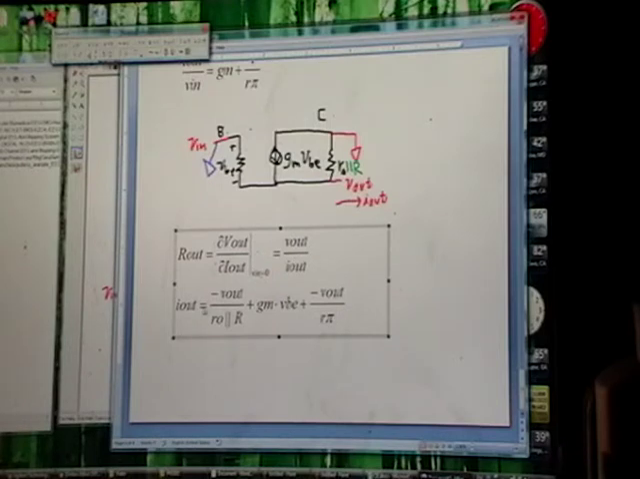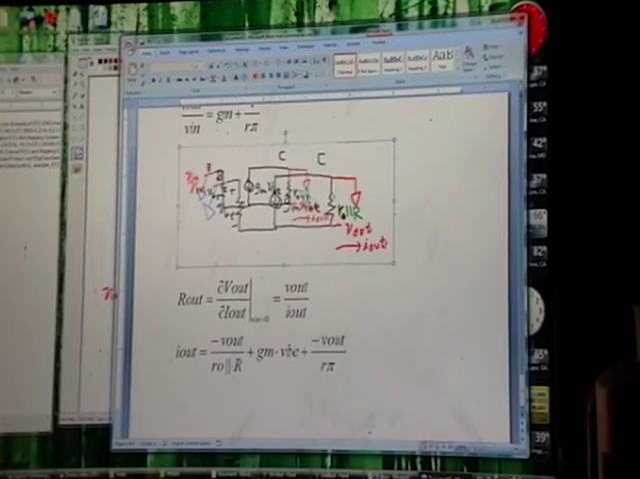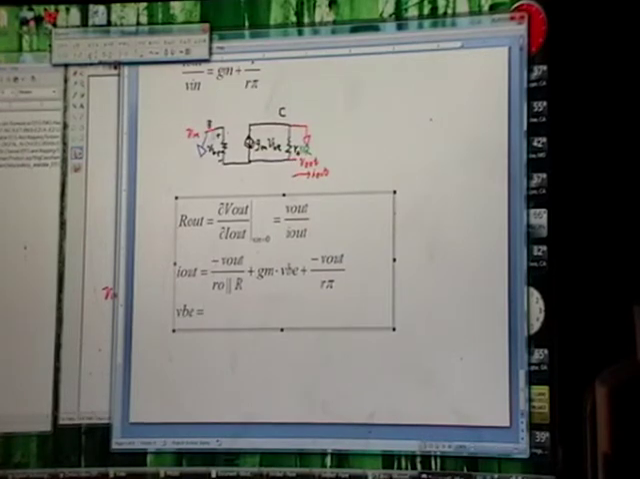Okay, so what we're trying to do here is find an equation and set it so that one side of the equal sign is V out over I out, and then that equals the equation for V out over I out. So we want to get rid of every voltage or current that isn't V out or I out, and we have this VBE here. So let's figure out what VBE is. VBE is from here to here, and you can see that 0 minus V out. So VBE just equals negative V out.